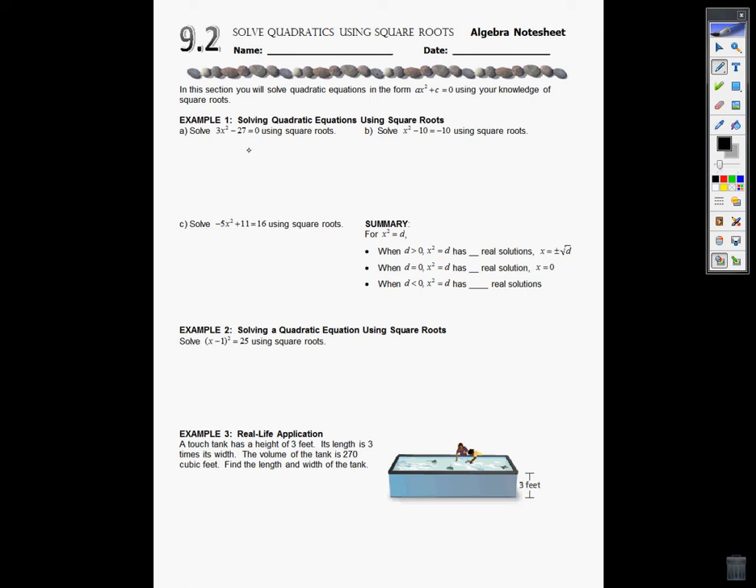It's all going to depend on what the situation calls for. So in this case, we're looking at when it's easier to solve by square roots, this is how you do it. And we'll go over which time is better to do it when. But for right now, let's just learn how to do it.